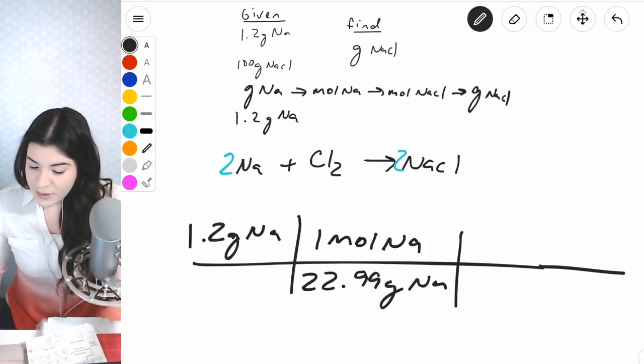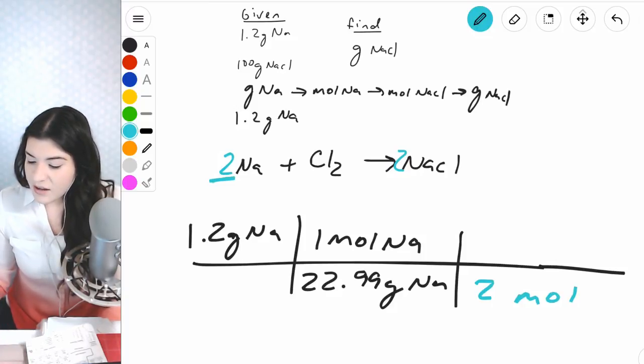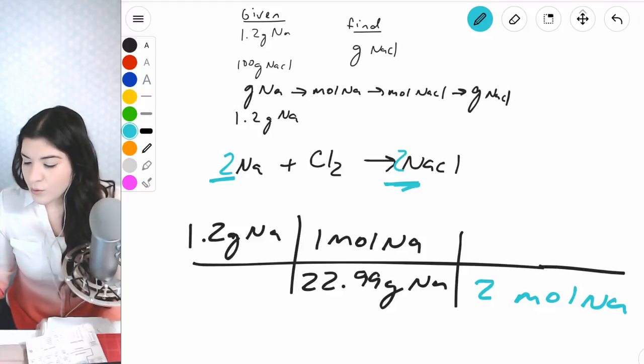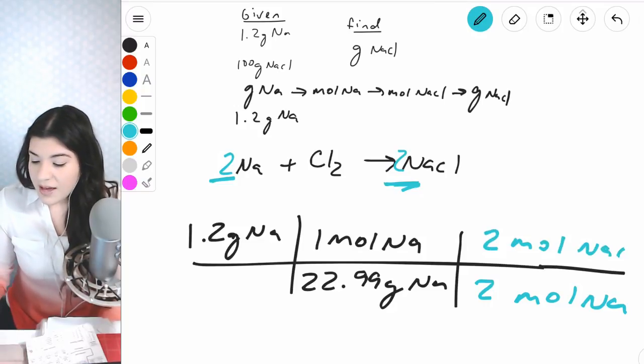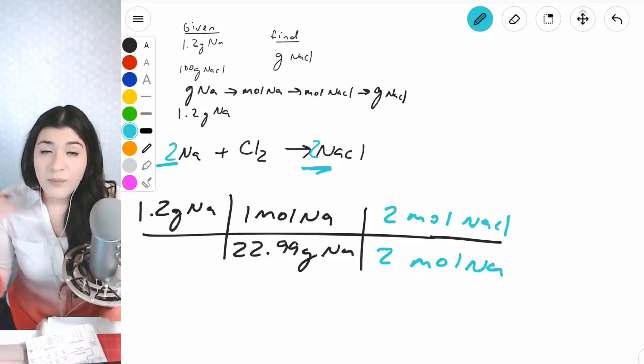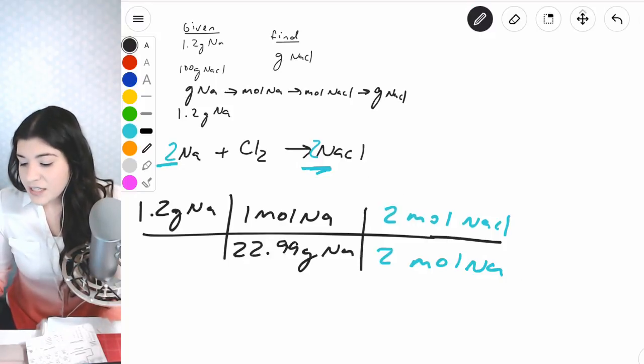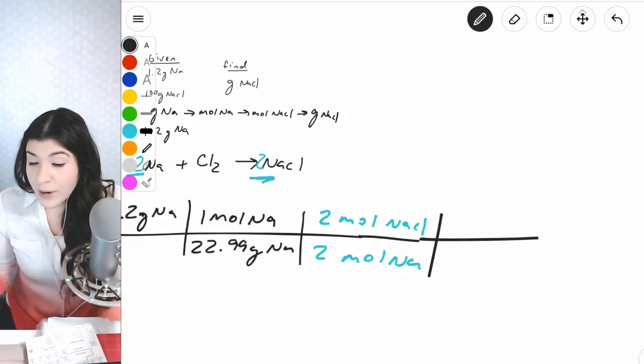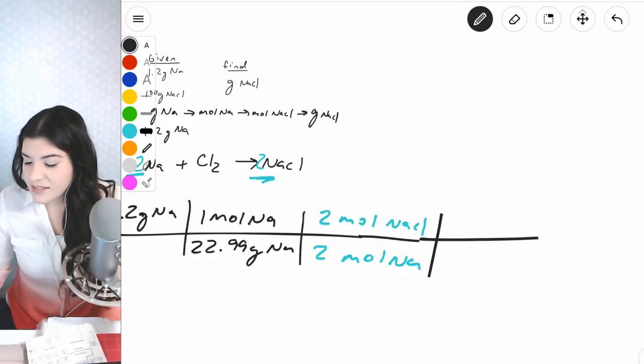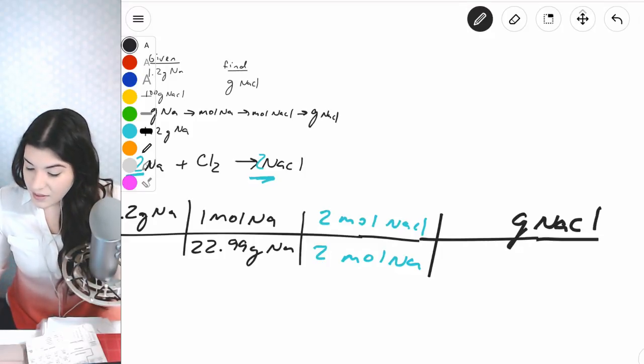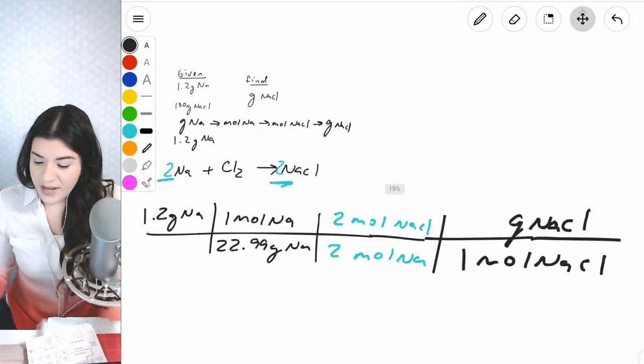So now this would have been 2 moles of Na for every 2 moles of NaCl. And now that we finally have the compound that we wanted, we can continue and go to grams of NaCl. So we will need the molar mass of NaCl, and this would have been 1 mole of NaCl on the bottom. Let's figure out what our molar mass is.